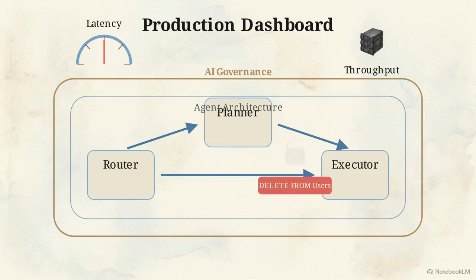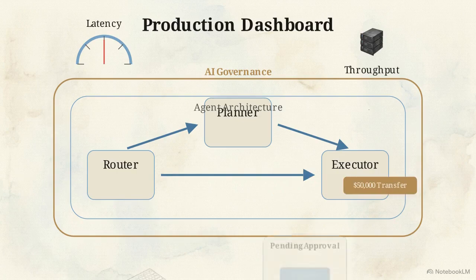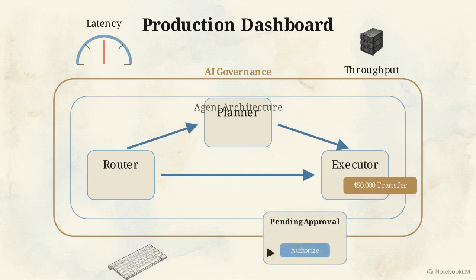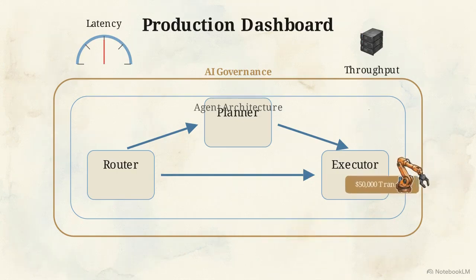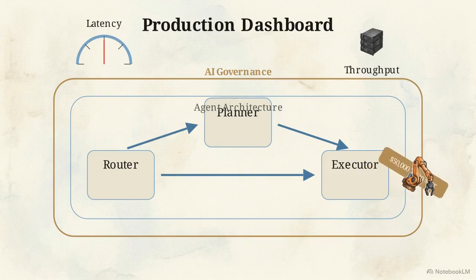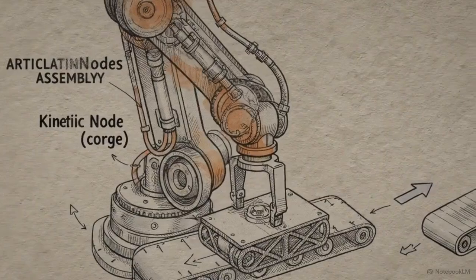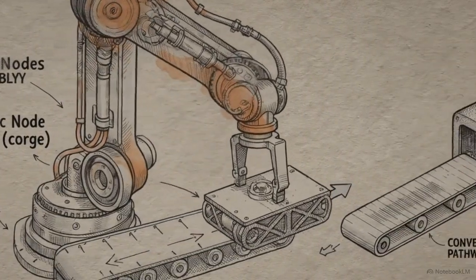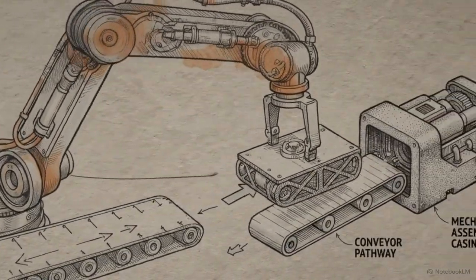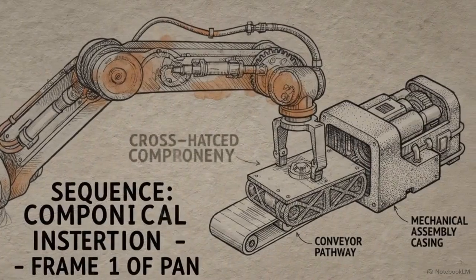Governance is enforced through guardrails. These validation layers monitor agent behavior and block prohibited actions, like an unauthorized database deletion. For high-stakes operations, we use a human-in-the-loop pattern, requiring manual authorization before a final action is taken. This architecture evolves the model from a stateless text predictor into a governed system capable of taking real-world action.